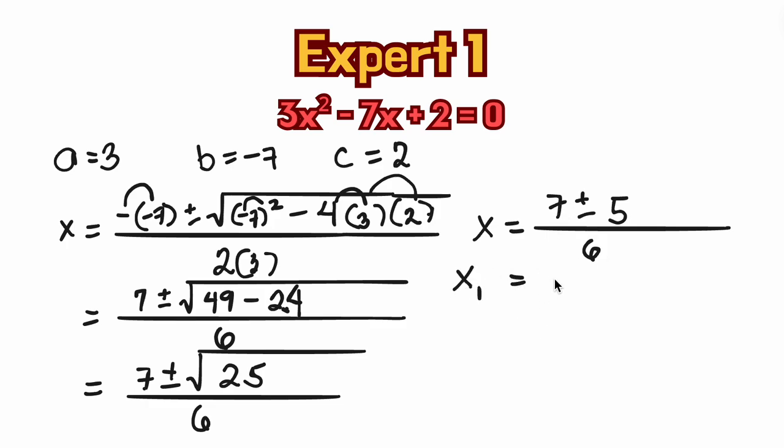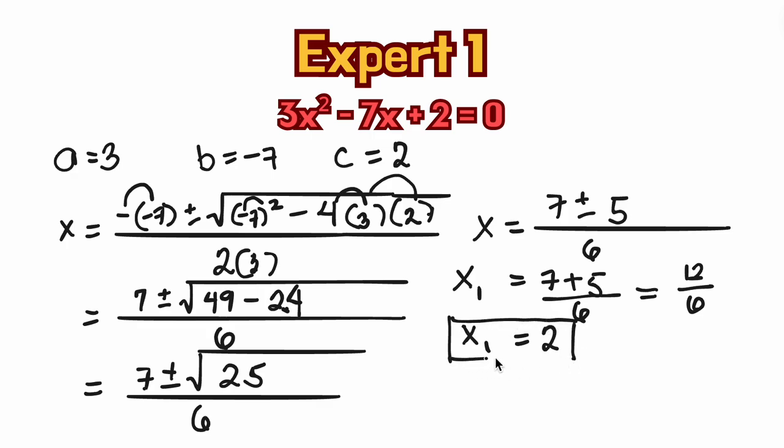The first possible answer would be 7 plus 5 all over 6. So we just use the positive side, and we simplify that one. 7 plus 5, that is 12 all over 6, and 12 divided by 6 is going to be 2. The first root that we have is 2.